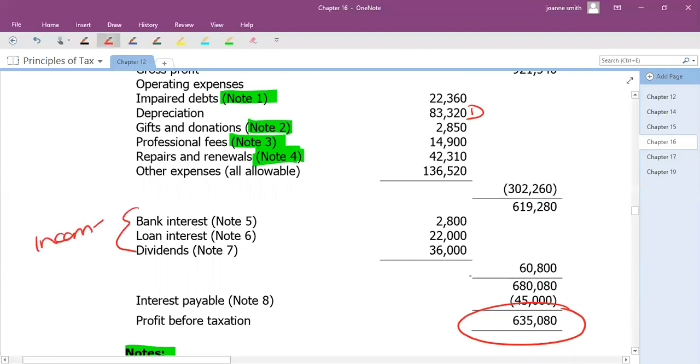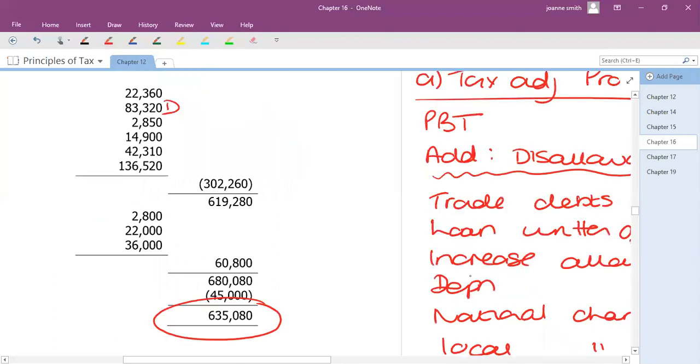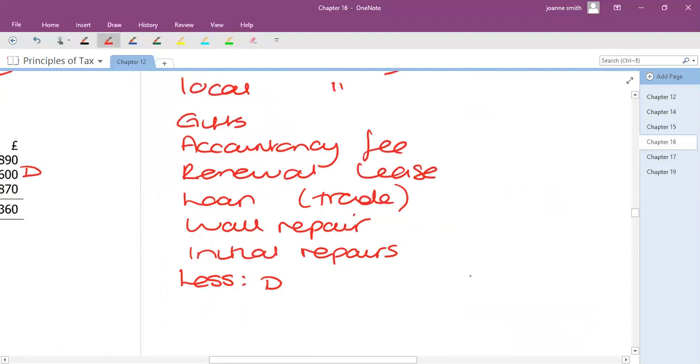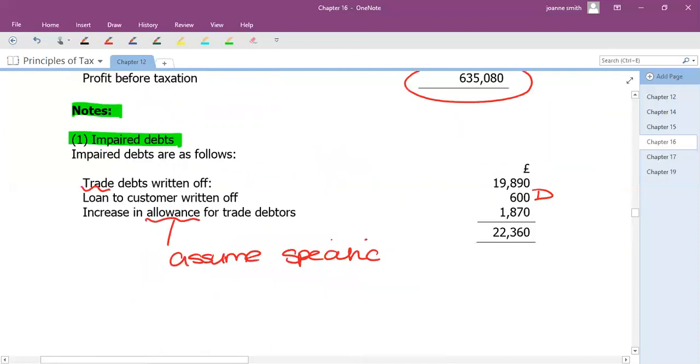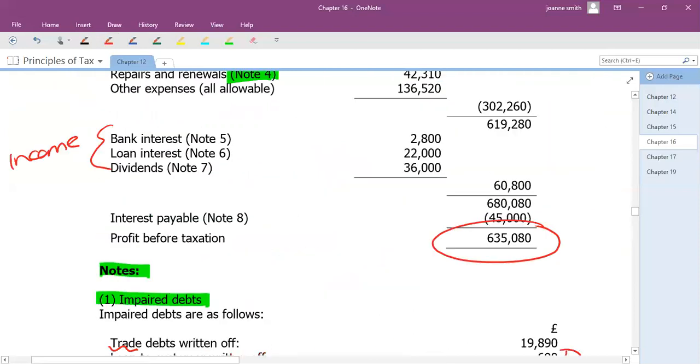So I'm going to add a line here to my summary. I'm going to put deduct disallowable income. We have disallowable expenses and disallowable income. The general rule for income is that you disallow it if it's not trade income, if it's not the main source of income that your business was set up to do. And the general rule, without reading any of the notes, is that 99% of the time, anything that comes below gross profit is normally non-trade.